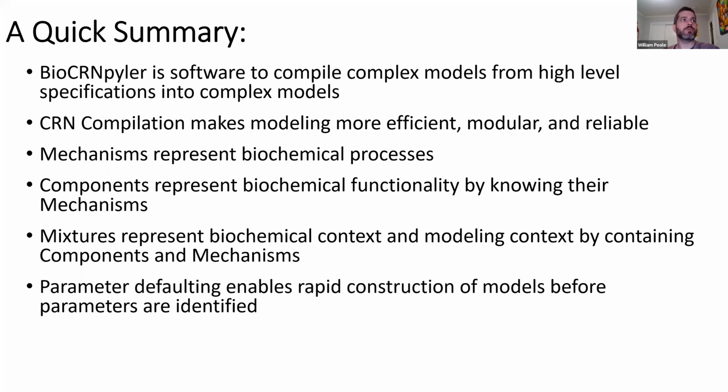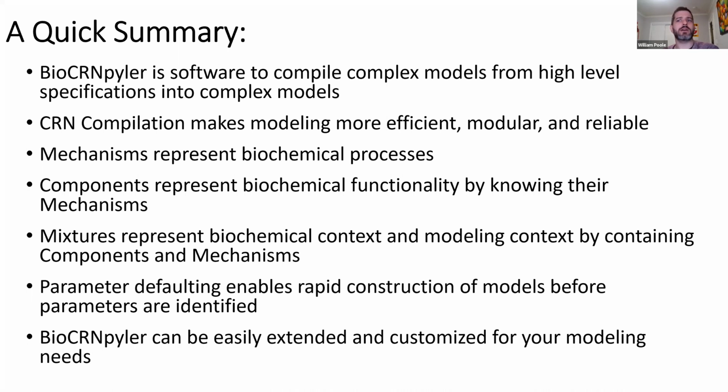Parameter defaulting is super useful because it lets you build models before you've identified all your parameters, so you can just use these default guesses. And Biocompiler can be easily extended and customized if you're a developer for your own modeling needs. It's not hard to use. It's been engineered for developers as well as for bioengineers and people who just want a script.